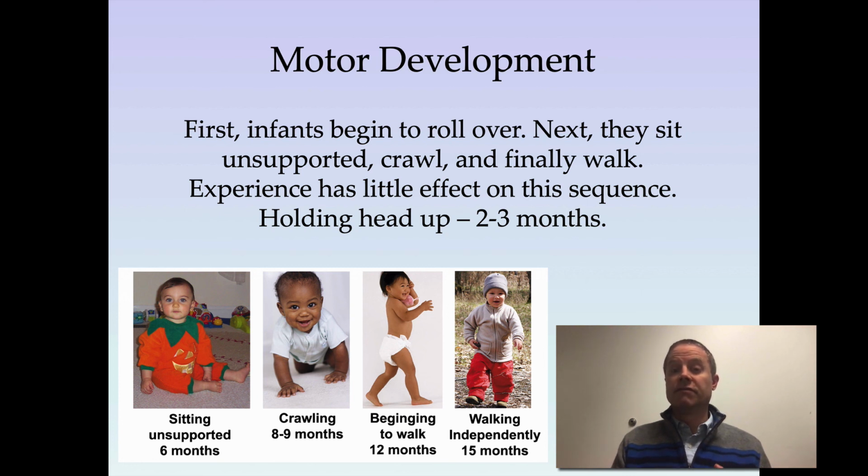Walking independently around 15. Now remember, these are averages, so it's not a big deal if the baby is walking a month earlier or a month later. These are rough averages, but this gives you approximately when these things happen.